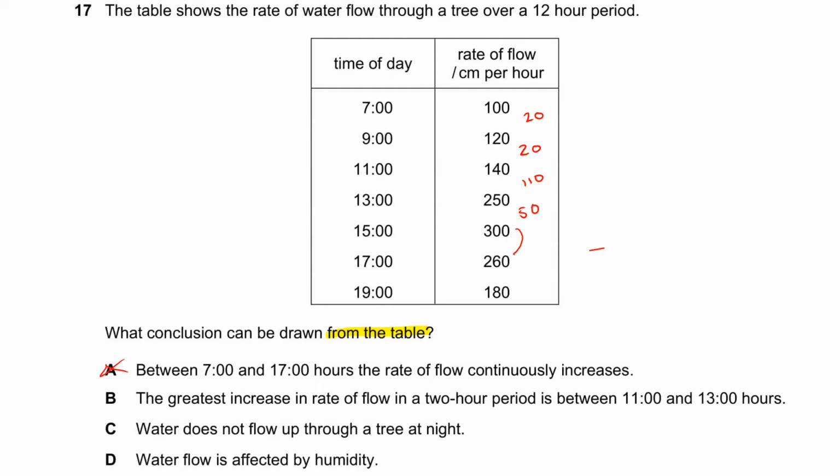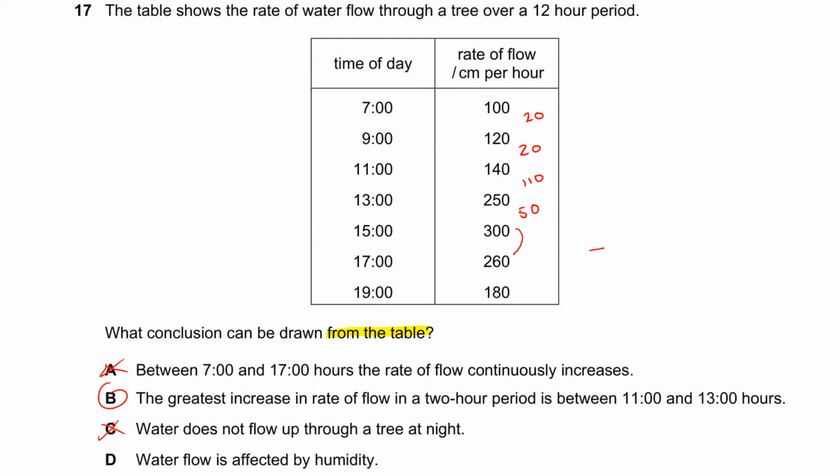Between 15 to 19, it decreases, so you don't have to find that difference. But you can see that the biggest difference is 110, which is between 11 and 13, so option B is correct. Option C says water does not flow up through a tree at night. This is wrong because the rate of flow, as you can see, is never 0, even at night.